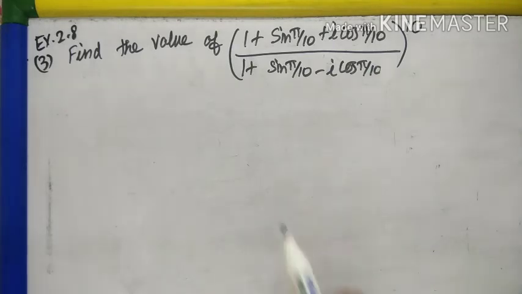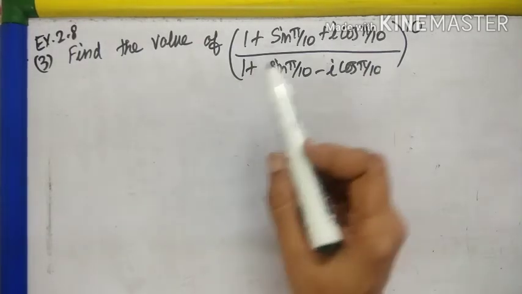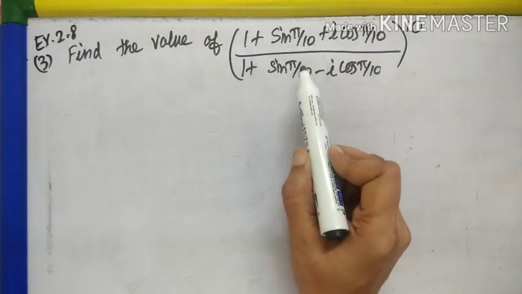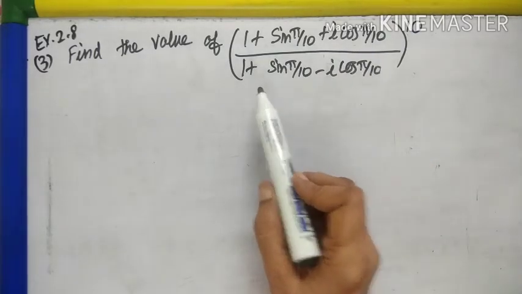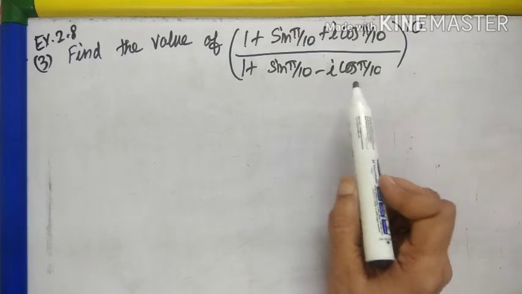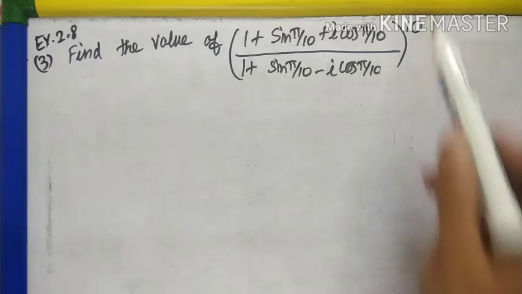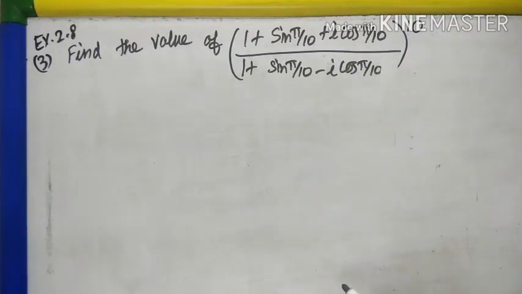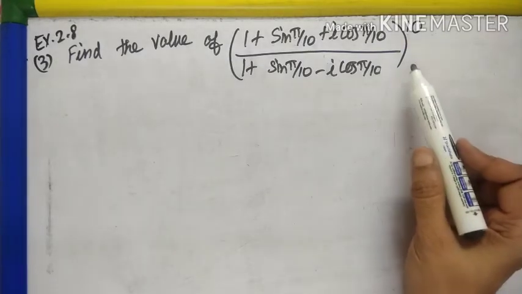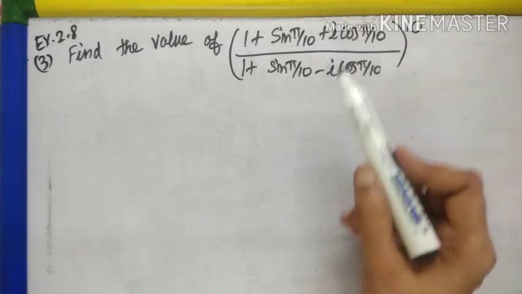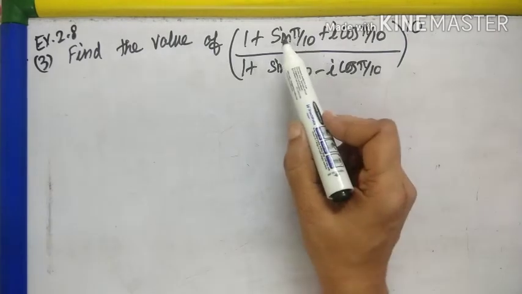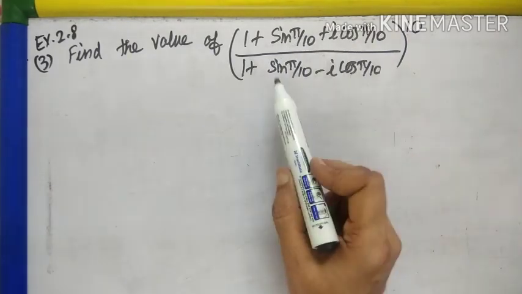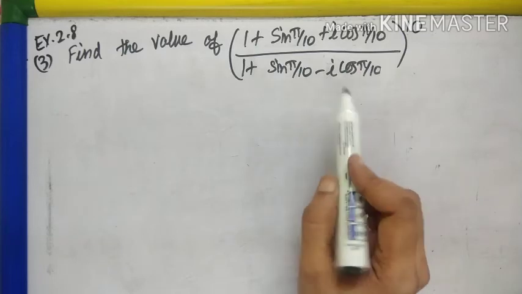Question number 3. Find the value of 1 plus sin pi by 10 plus i cos pi by 10, by 1 plus sin pi by 10 minus i cos pi by 10, the whole power 10. Now this problem has a slight difference between the numerator and denominator. Here it is sin plus i cos and here it is sin minus i cos.